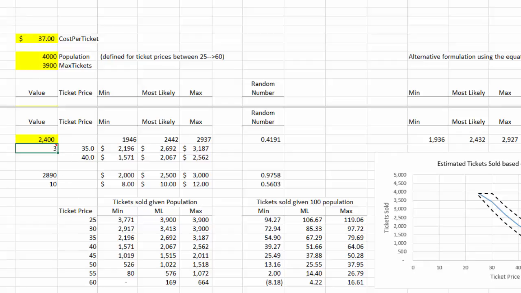And we get that using the match command. Then I'll use that row to pull over the numbers here of 2196, 2692, and 3187. And then just below that I'll put the next row of 1571, 2000, 2562. Now that I have these two numbers, I can use the trend function to interpolate.